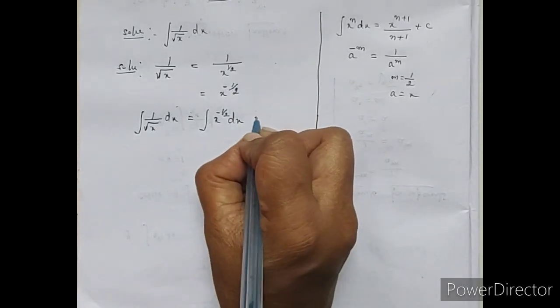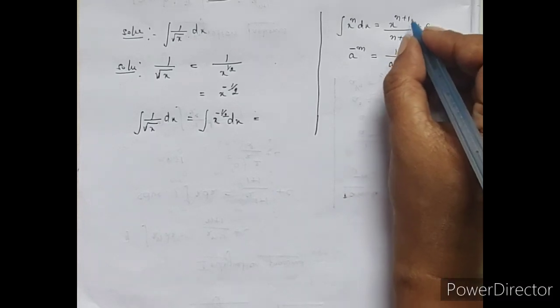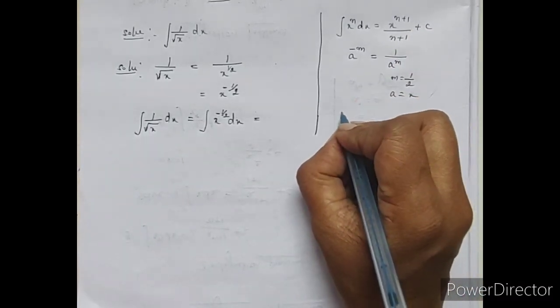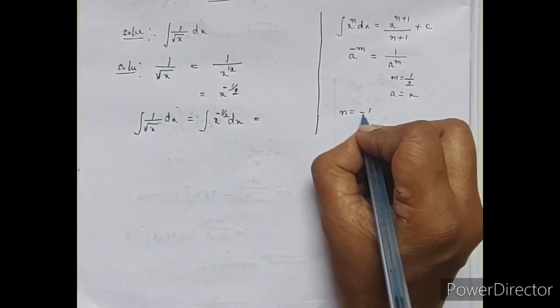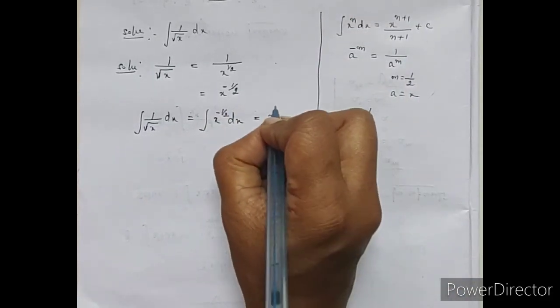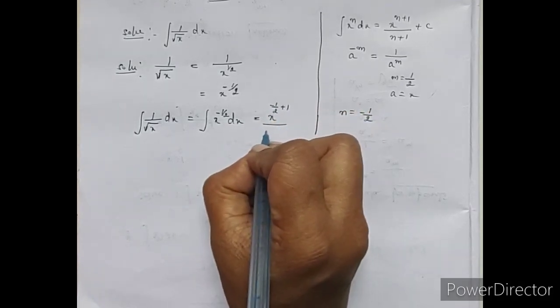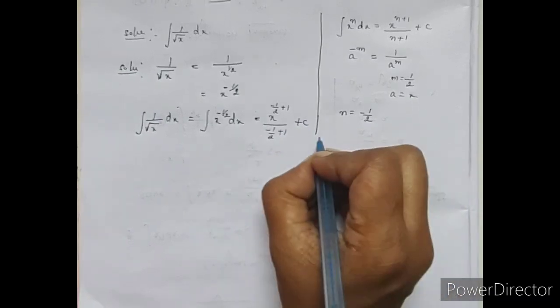So now you apply the standard formula. Integration of x raised to the power of n is x to the power of n plus 1 divided by n plus 1, plus the constant of integration c. So what is n when you compare with the standard formula? Here n is minus 1 by 2. So it is x to the power of minus 1 by 2 plus 1 divided by minus 1 by 2 plus 1, plus the constant of integration c.